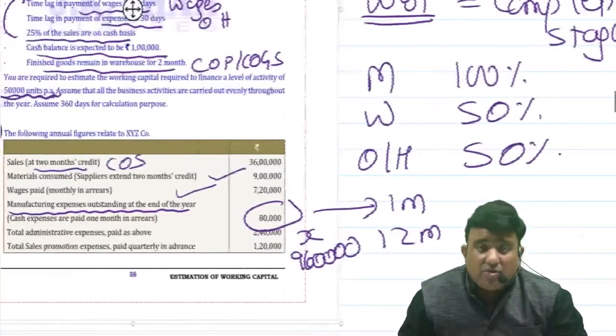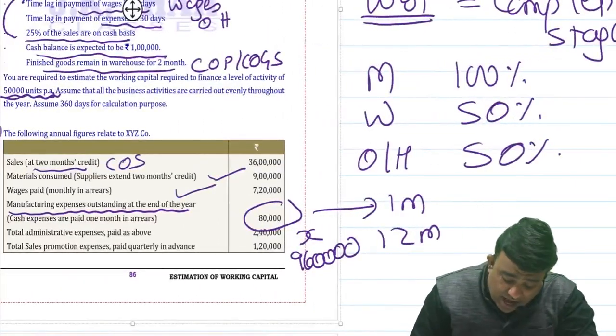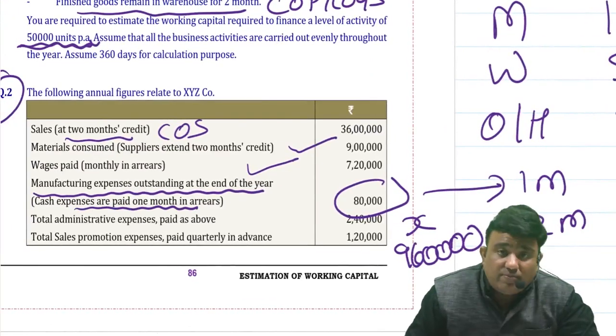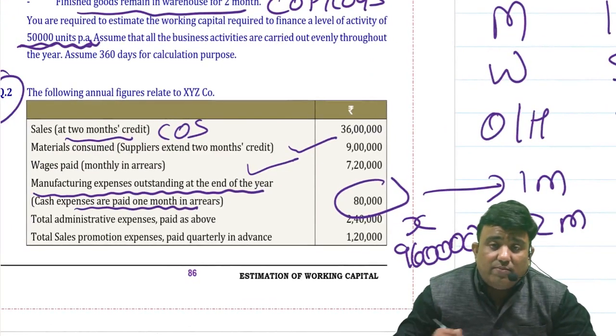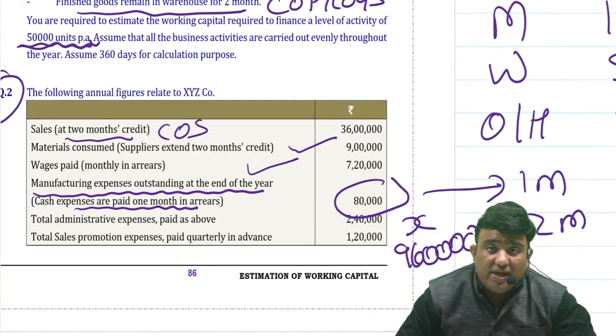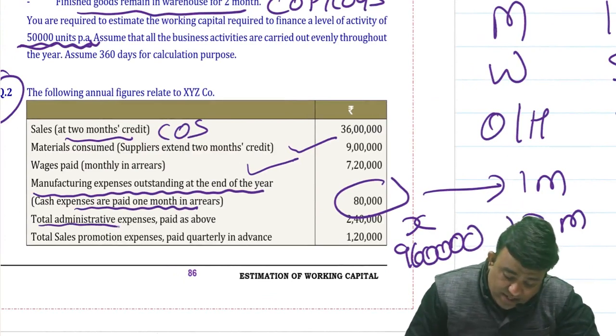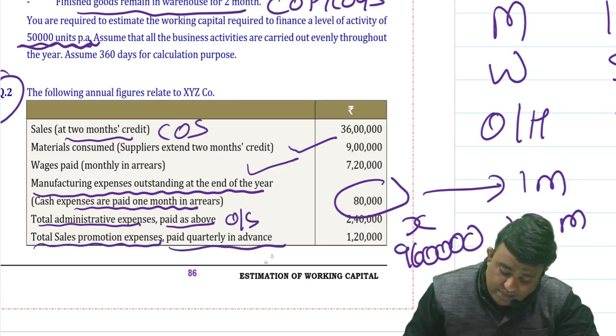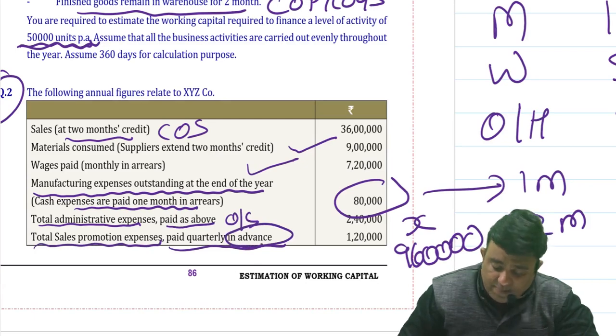You can't take 80,000, because 80,000 is outstanding, and that outstanding is the cash expense for 1 month. So 1 month is 80,000, and 12 months is 960,000. Clear, everyone? Total admin expense is paid as above. Total sales promotion is paid quarterly in advance. This is paid as per the above method of outstanding, and this is nothing but the advance method of prepaid.